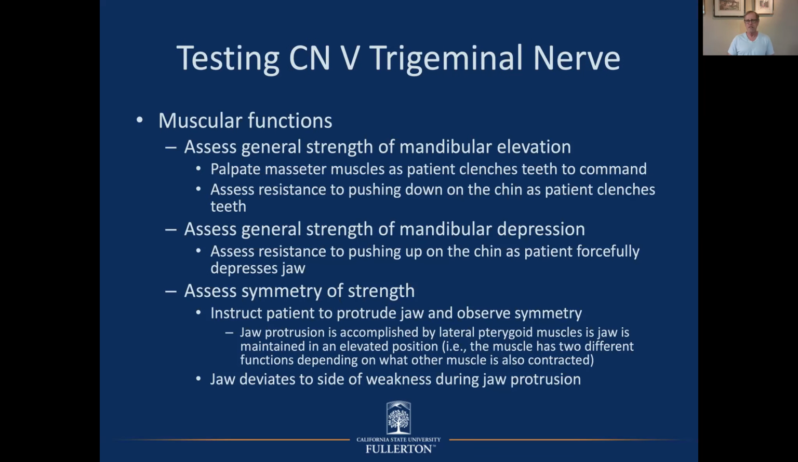Okay, now how do we do the muscular function testing? We are going to assess the general strength of mandibular elevation. You will just have the patient clench the teeth while you palpate, just put your fingers lightly on the location of the masseter muscle and the temporalis muscle, masseter down here, temporalis up here, and you're just feeling basically for movement. You can also, for mandibular elevation, put a little pressure downward on the chin.